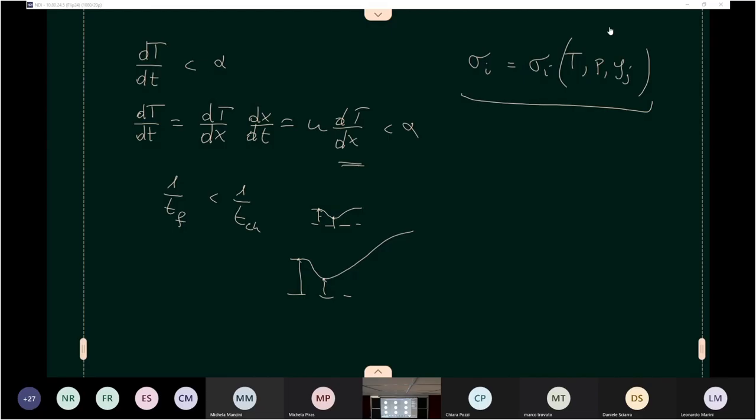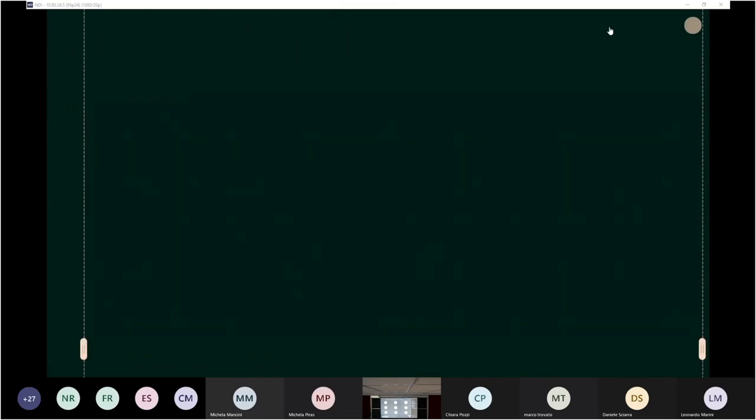So to clarify this, let's consider another reaction that is even simpler than H2 and O2, which is the one between H2 and F2, hydrogen and fluorine. The stoichiometric reaction is 1/2 F2 plus 1/2 H2 gives HF, hydrofluoric acid. So we have written this kind of reaction in this way.